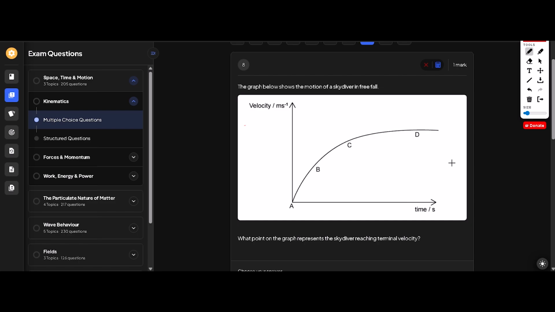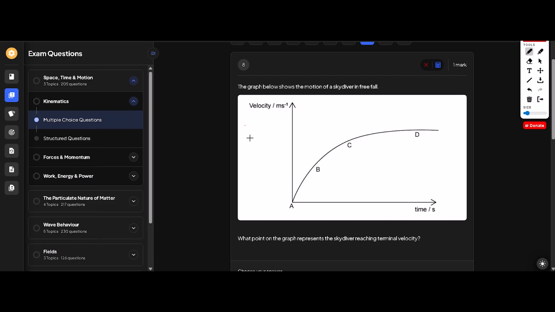Okay, in question 8, he's saying the graph shows the motion of a skydiver in free fall. As you can see, velocity versus time. What point on the graph represents the skydiver reaching the terminal velocity? Okay, reaching the terminal velocity means what? It means he reached the point when the upward force acting on the skydiver is equal to the downward force of the weight. They are equal to each other. So once they are equal to each other, we reach the terminal velocity.